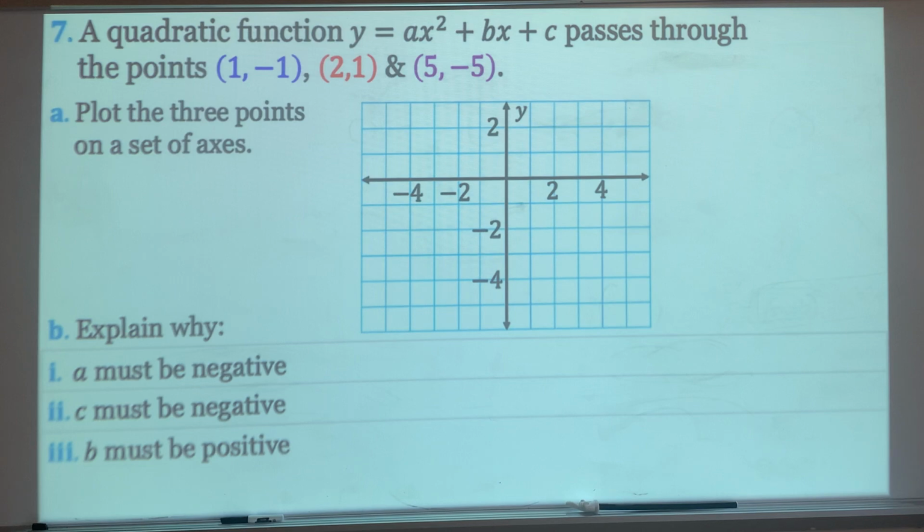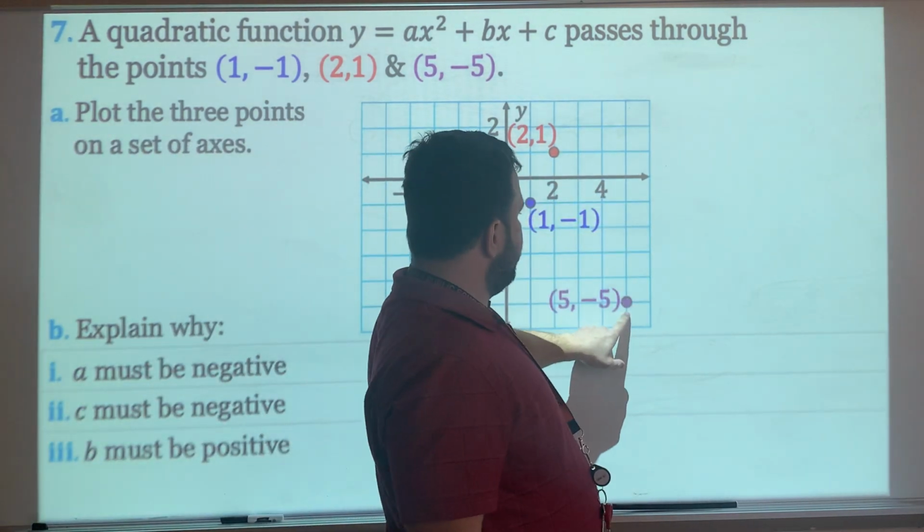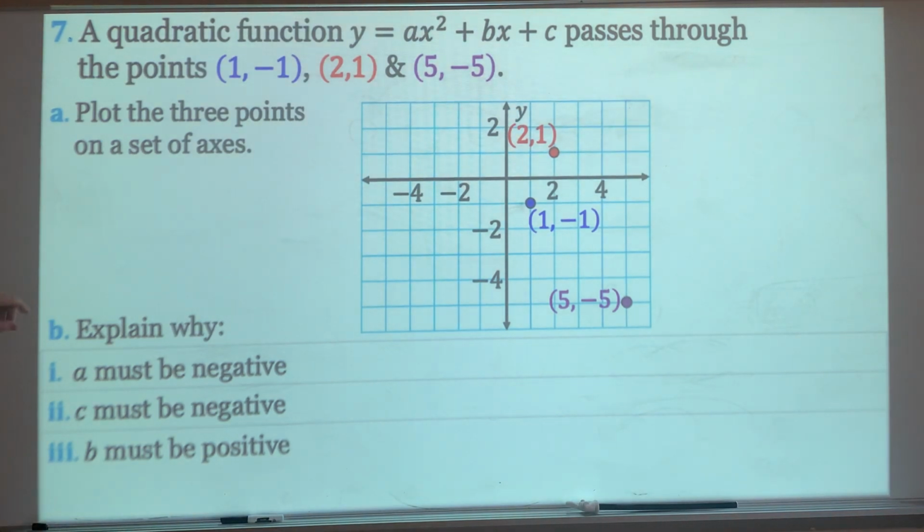All right, you plotted them. There we go. 1, -1: 1 over, 1 down. 2, 1: 2 over, 1 up. And 5, -5: 5 over, 5 down. All right, those are the graphs right there. Explain the following. Why must A be negative? Why must C be negative? And why must B be positive?